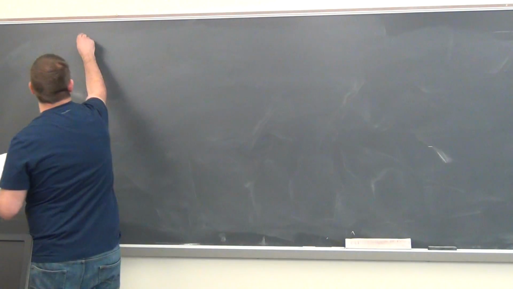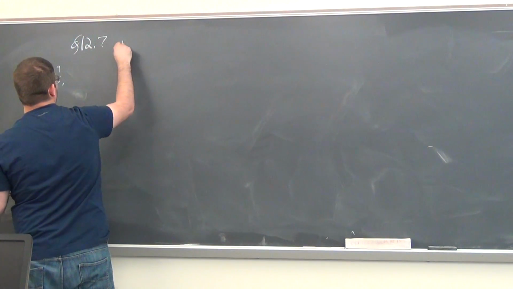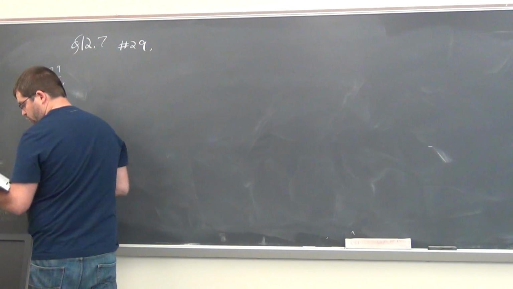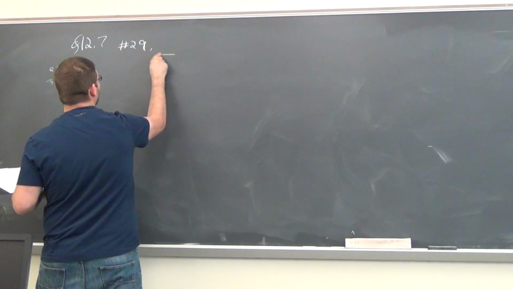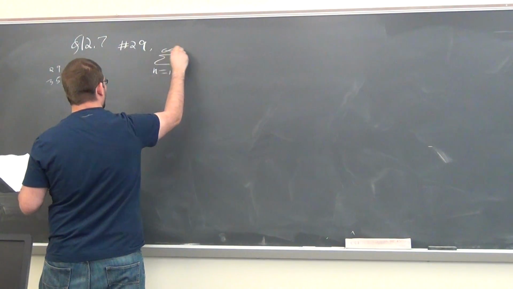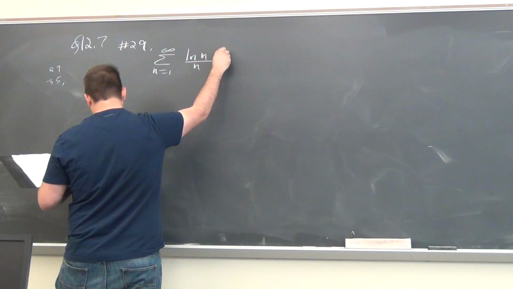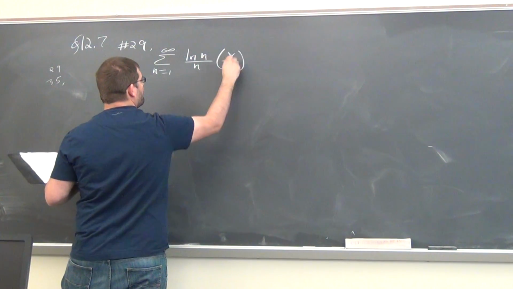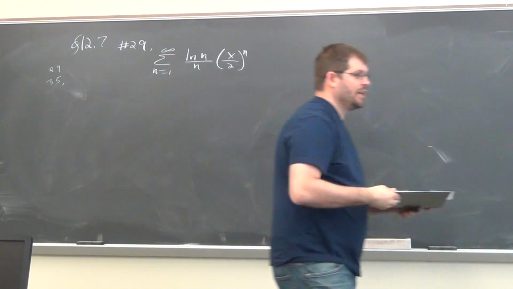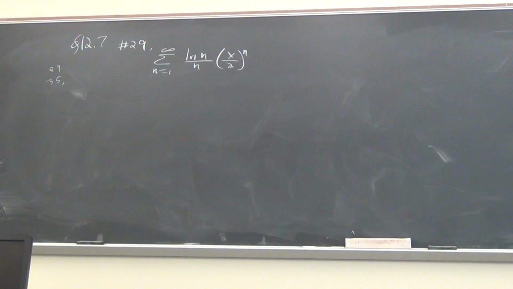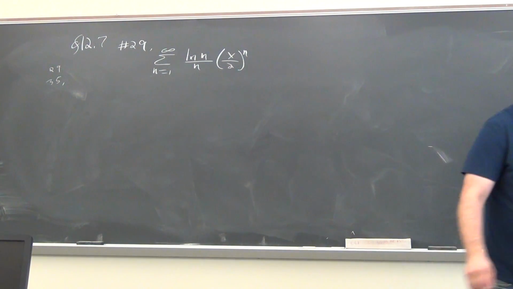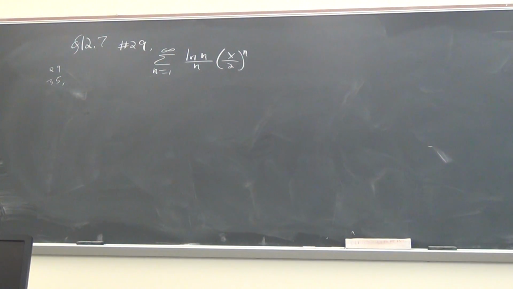All right, so out of 12.7, look at these two questions. So 29 has the sum from 1 to infinity of log of n over n times x over 2 to the n. And you're supposed to find the radius of convergence and the interval of convergence for the given functions.